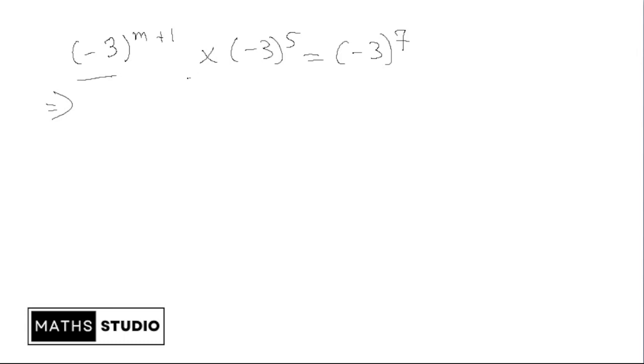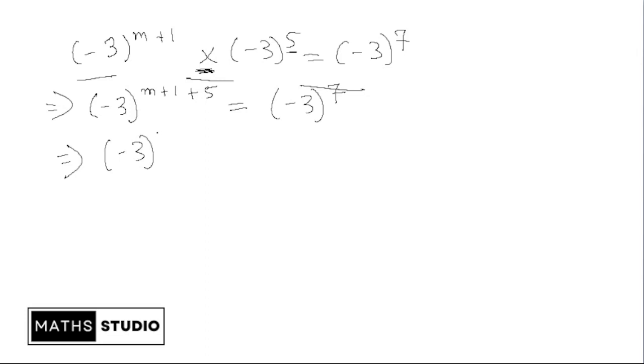So what do we see? Bases are all same. So our first headache is over. Now what is the second thing we can do? Base is same, so -3. Powers are added. Why? Because there is a multiplication in between. M plus 1 plus this particular power, that is plus 5, that is equal to, what is it equal to? -3 to the power 7. Now this would be -3 to the power m plus 6, which is equal to -3 to the power 7.